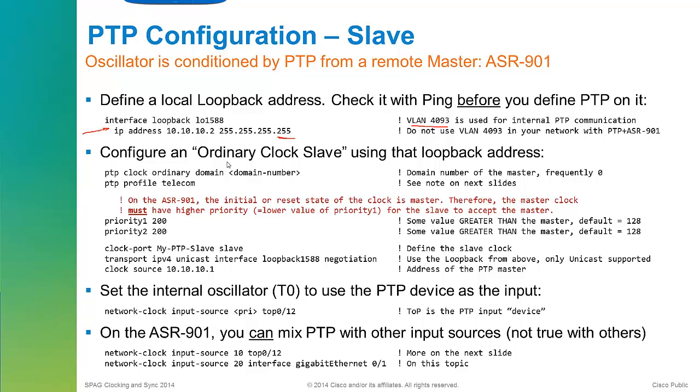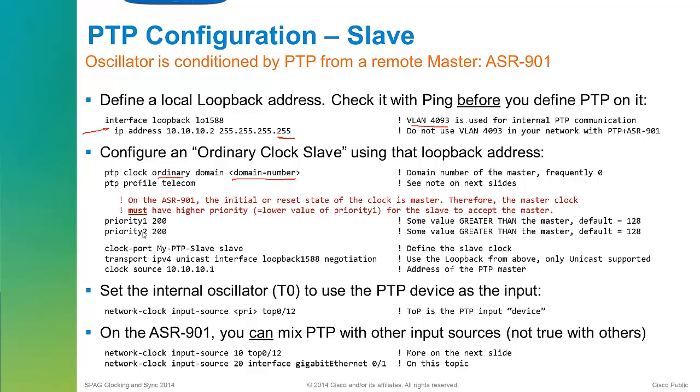Then the basic thing we're going to configure is an ordinary clock slave, the most basic. We have a master out there, and we need a slave to sync to the master. The CLI to do it is ptp clock ordinary. It's an ordinary clock, and there's normally a domain number, frequently 0. For other profiles, it may change. For instance, you might find other values there like 4 or 6 and so forth. Then I'll talk about the telecom profile in a minute.